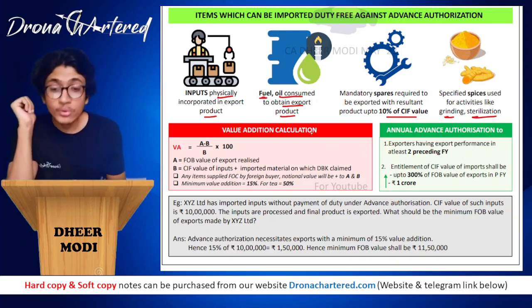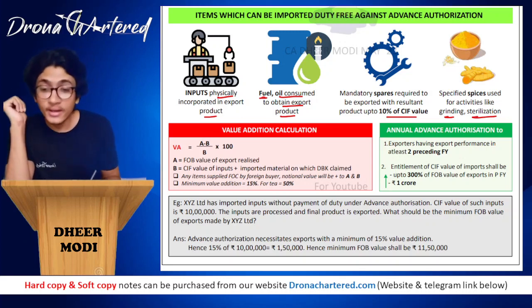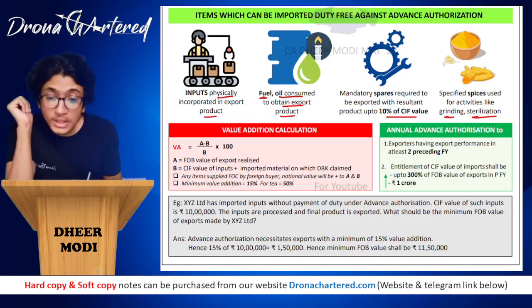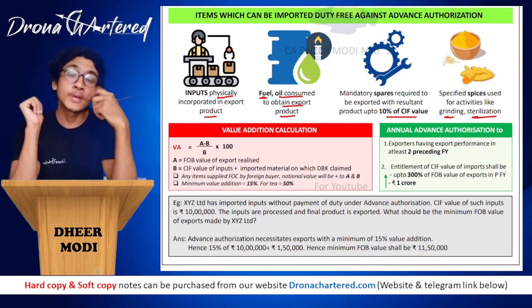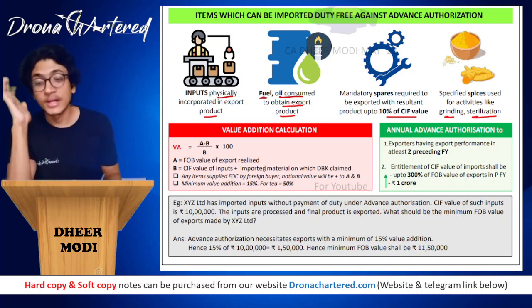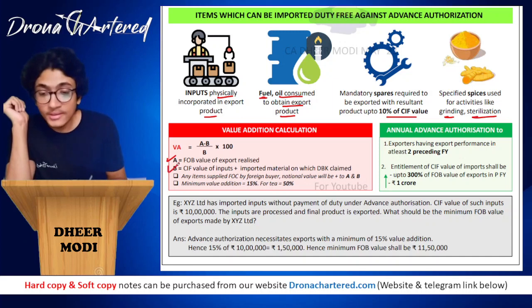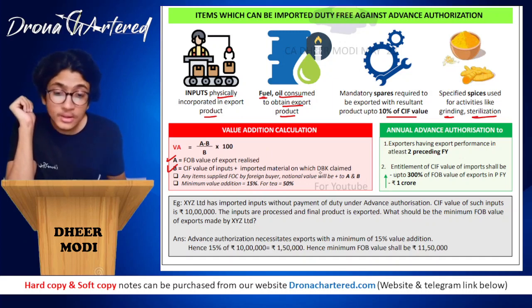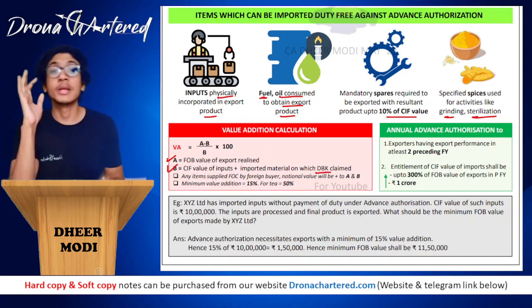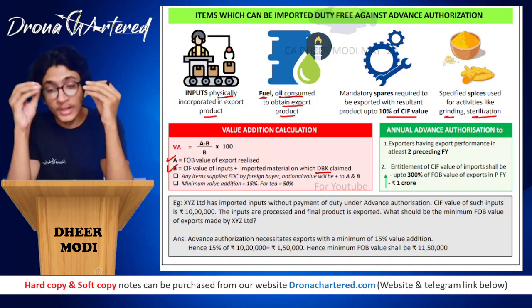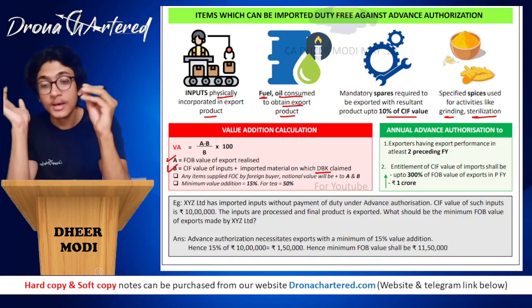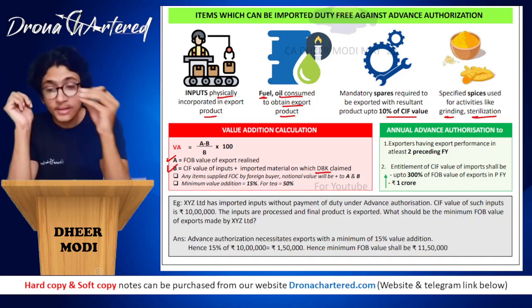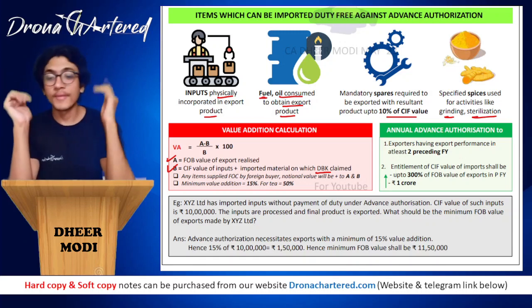Now how will you calculate value addition? Value addition will be (A minus B) upon B into 100, where A is your FOB value of export realized. That means when you are exporting, whatever amount you have received, that is your A. Next, B is your CIF value of inputs plus imported material on which duty drawback has been claimed. So if any material you have imported and you have claimed duty drawback, that will be your B. Now (A minus B) divided by B will give you your value addition.